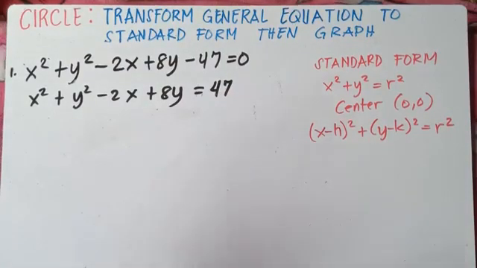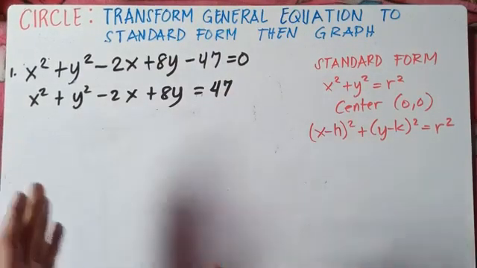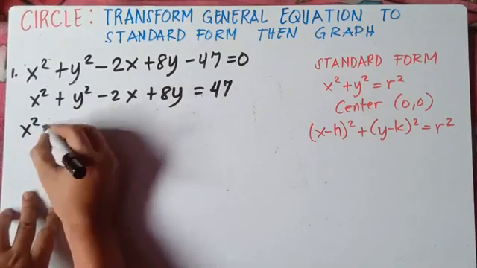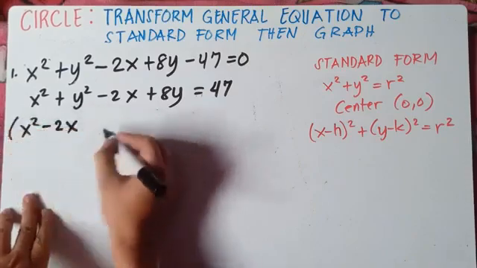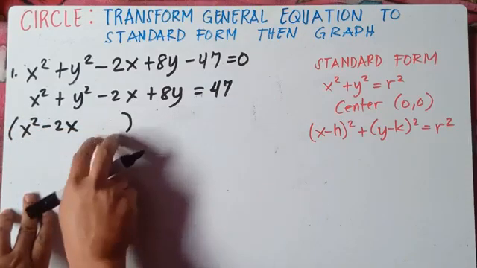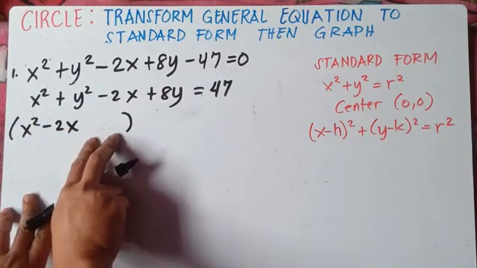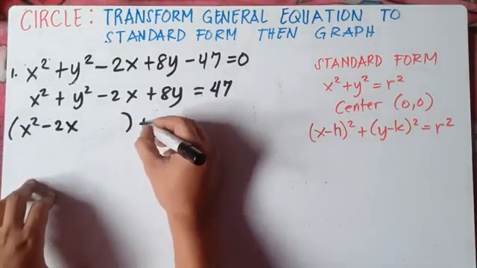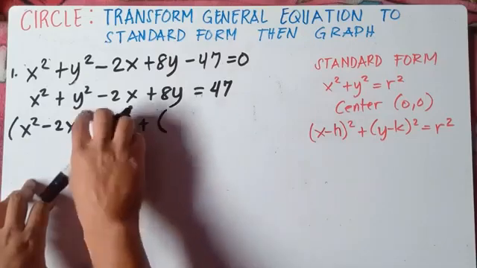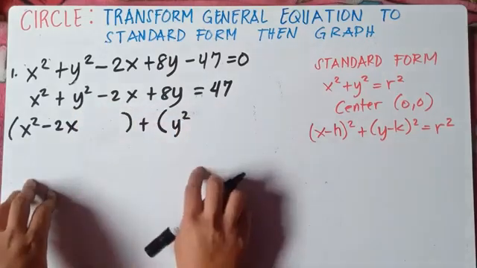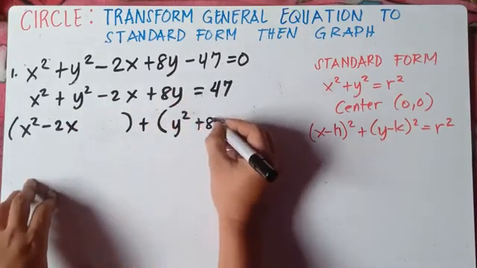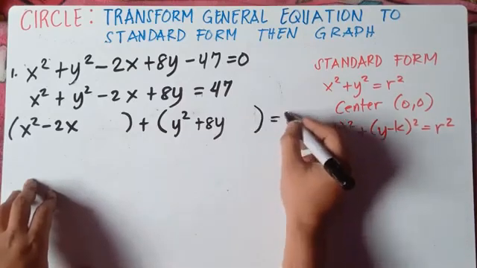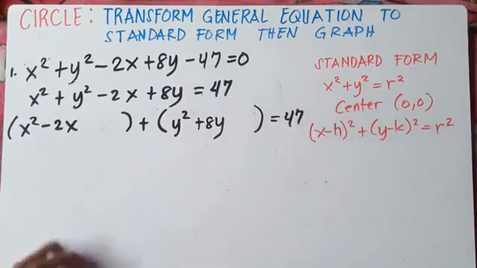Next, we need to separate the x variables and the y variables. So this will be x squared, copy negative 2x. You put a parenthesis, then you put a space here because we will need to add a new constant to make this a perfect square trinomial. Plus, you separate the y variables, copy y squared, copy plus 8y. You put a space, equals 47.